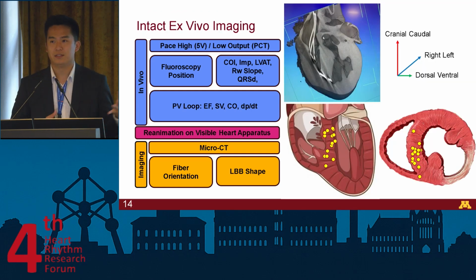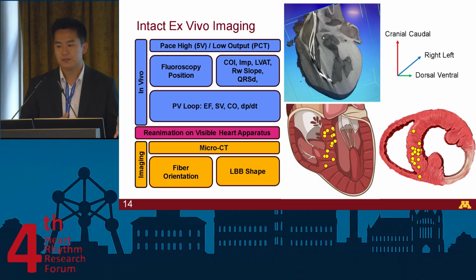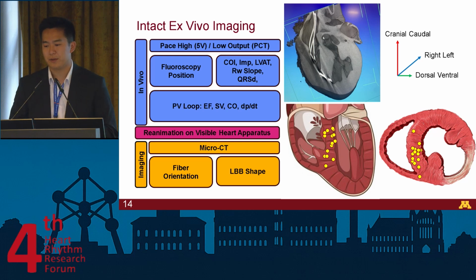Then we put these into the micro CT. So using different filtering methods and imaging methods, we could localize where the leads are by minimizing the artifact. And here's a distribution of the leads on a kind of a simulated heart. So we could have the cranial caudal direction, the dorsal ventral direction in the canine, as well as how deep we were across the septum.